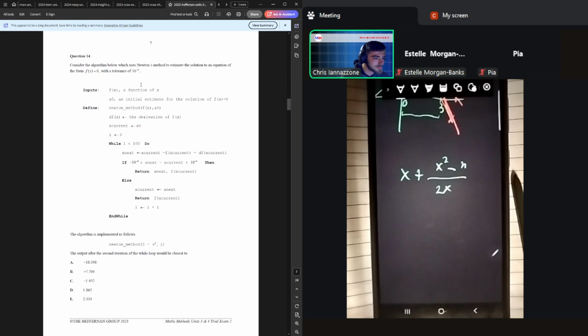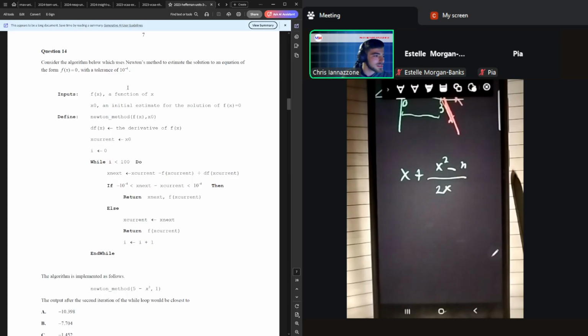Alright, here's the 100th time we've seen Newton's method. Who's going to give this one a shot? Or do you want me to explain the exact same thing 4 more times?